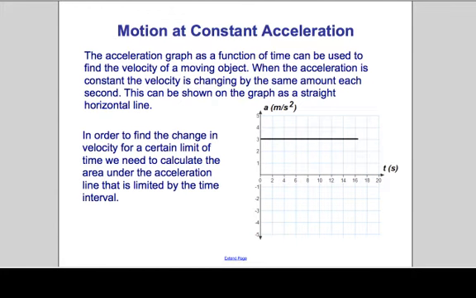When an object accelerates, its motion is changing. Every second that goes by, when acceleration occurs, constant acceleration we're talking about, velocity goes up and down by predictable amounts. So we can predict the unpredictable.